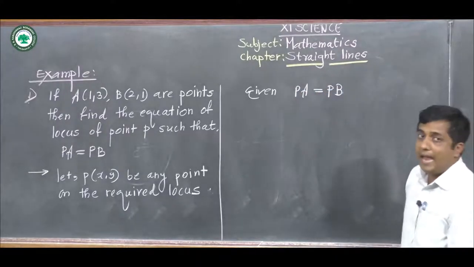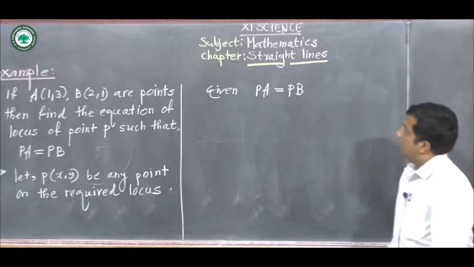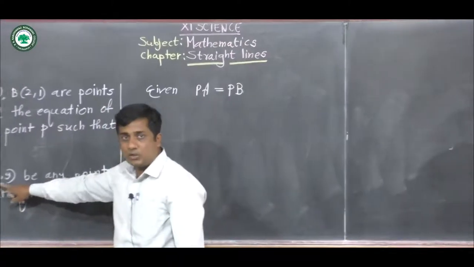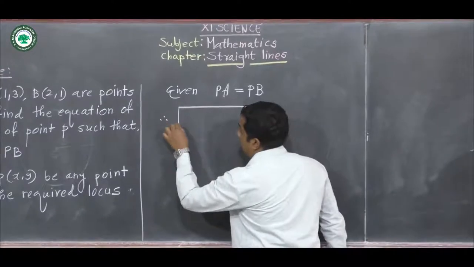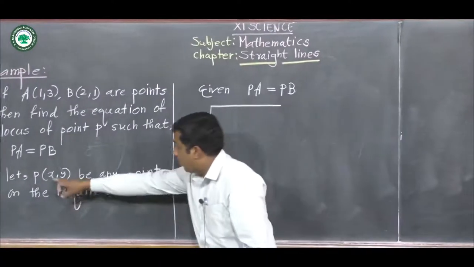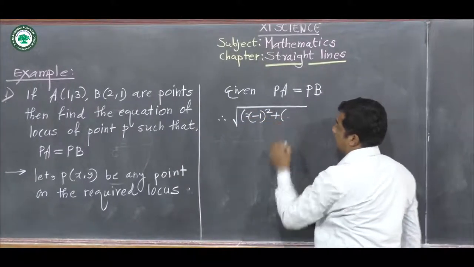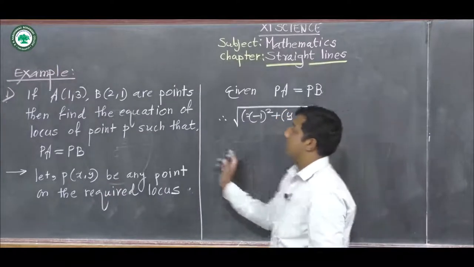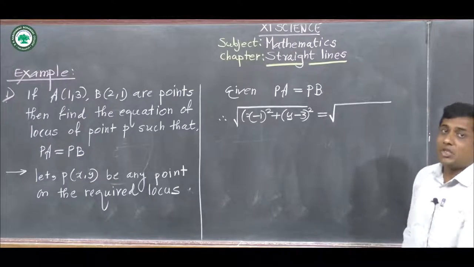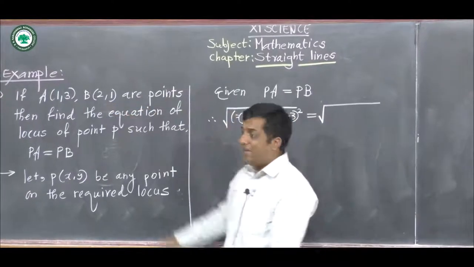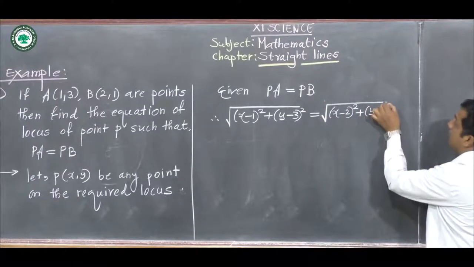Now we have to find PA and PB by using the distance formula. Everyone knows the distance formula. The coordinates for point P are (x, y), and the coordinates for A are (1, 3). So under the square root we have (x minus 1) whole square plus (y minus 3) whole square, equal to, in the RHS, the coordinates of P and B: (x minus 2) whole square plus (y minus 1) whole square, all under the square root.